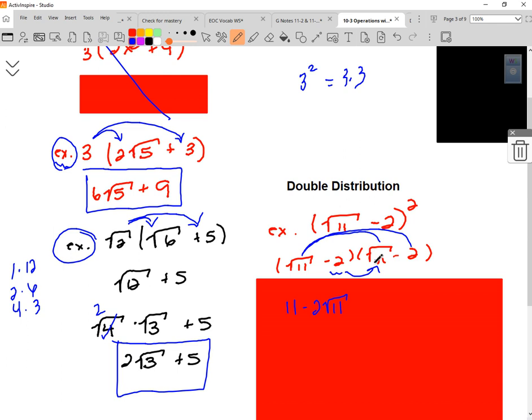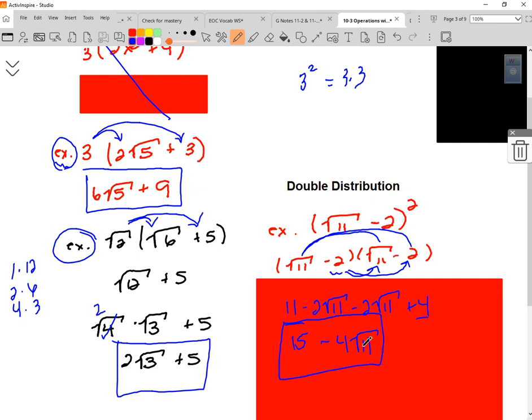So negative 2 times the square root of 11 is negative 2 square roots of 11. Yes. And negative 2 times negative 2? Positive 4. So now we go back and we combine like terms. So 11 plus 4 is 15. And negative 2 square root of 11 minus 2 square root of 11 is minus 4 square root of 11. So that is the simplified expression.